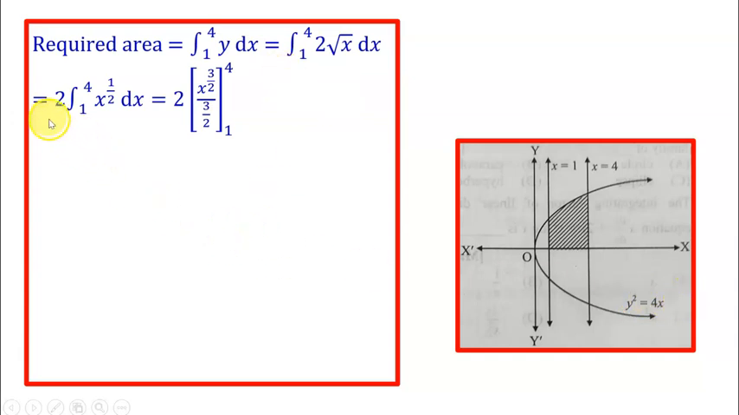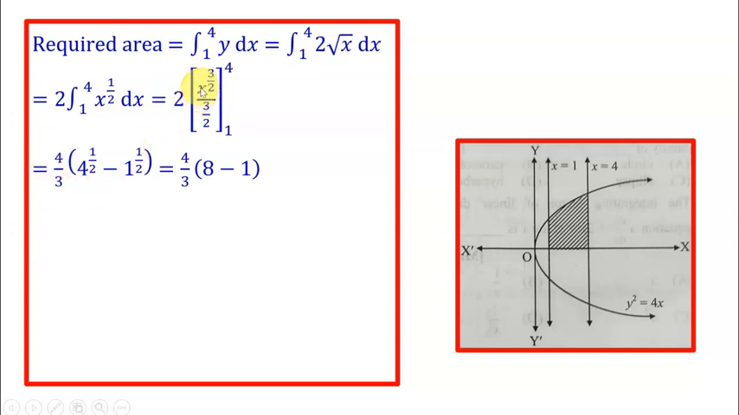2 root x. Okay, that is 2 integral 1 to 4 x raised to 1 upon 2. Integral of x raised to 1 upon 2 means what? x raised to 3 by 2 upon 3 by 2. Lower limit is 1, upper limit is 4. Therefore, here again 3 by 2 will become multiplied and reciprocal. The multiplication will be 4 upon 3.